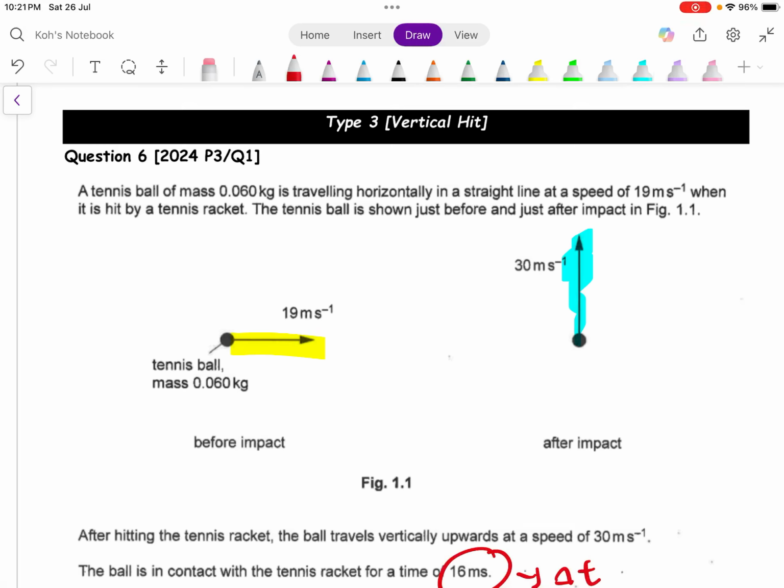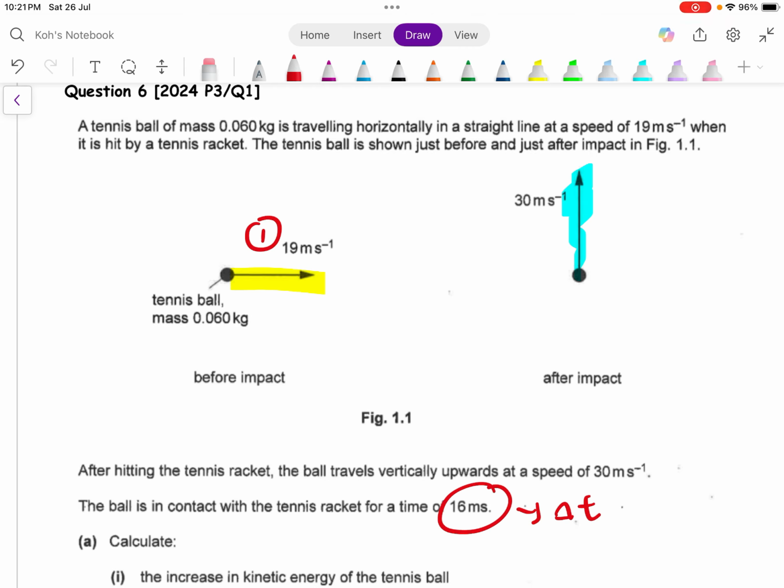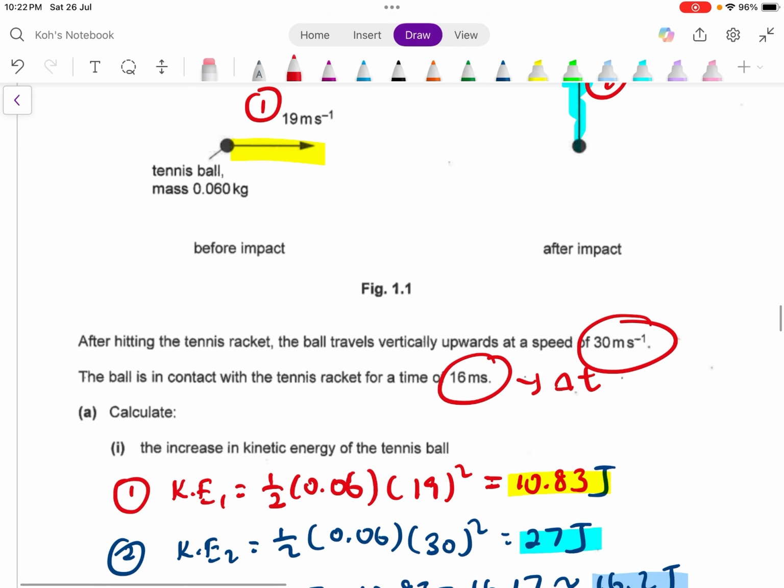Right, so let's go through question 6, the 2024 A-level question. A tennis ball of mass 0.06 kg is traveling horizontally in a straight line at a speed of 19 meters per second. After hitting the tennis racket, the ball travels vertically upward at a speed of 30 meters per second, as shown in the diagram. The ball is in contact with the racket for 16 milliseconds. So this is your delta t.